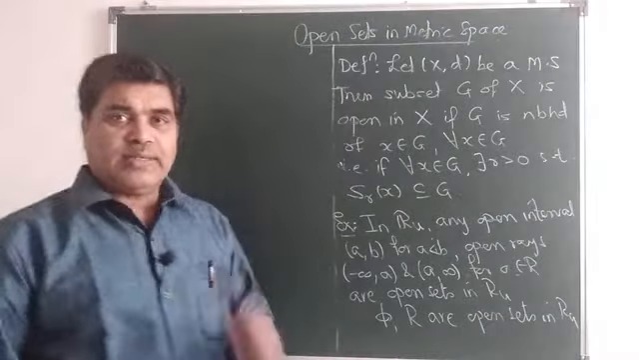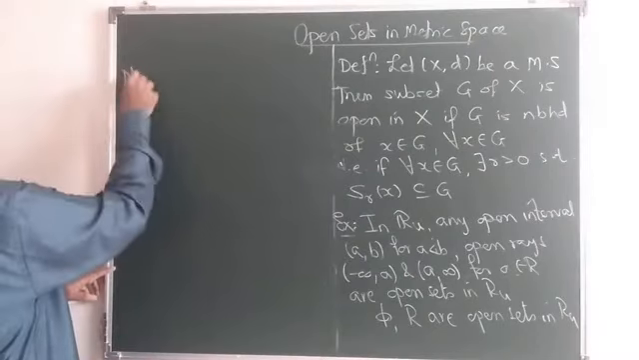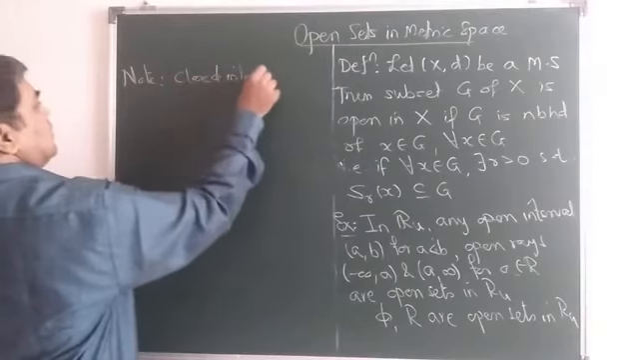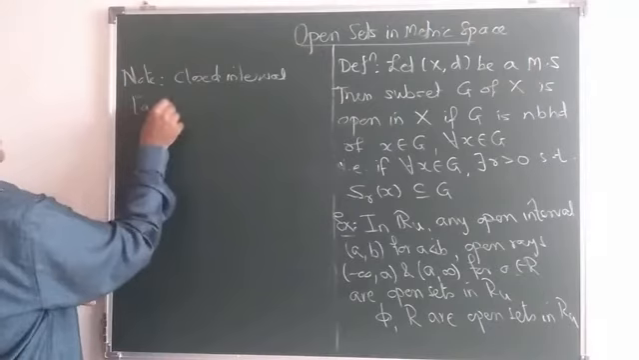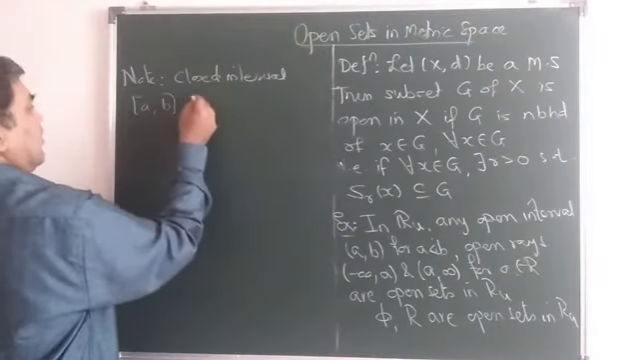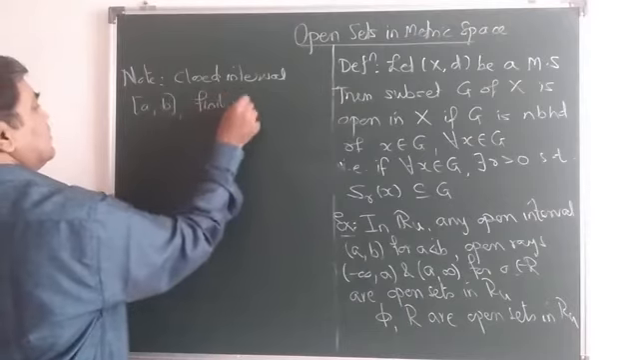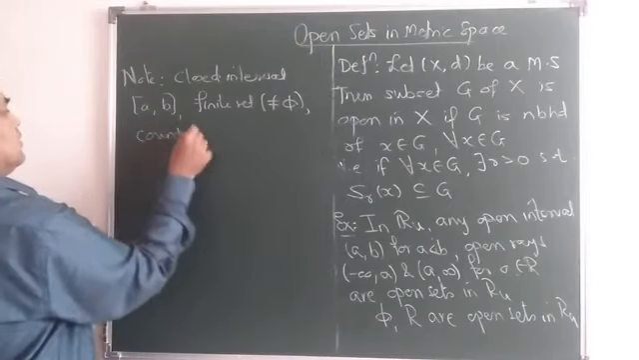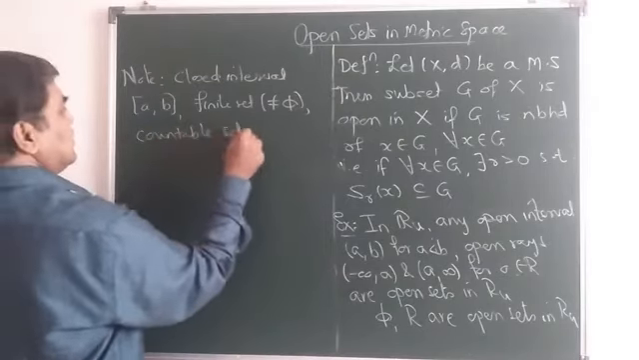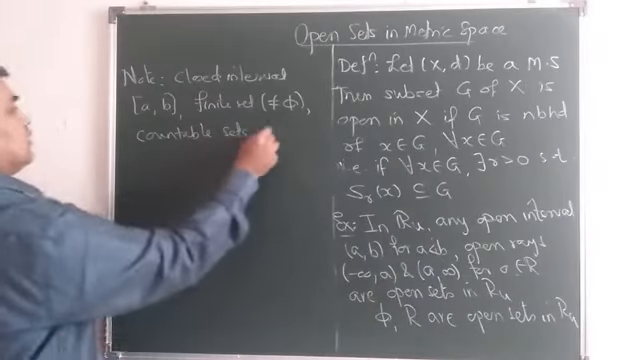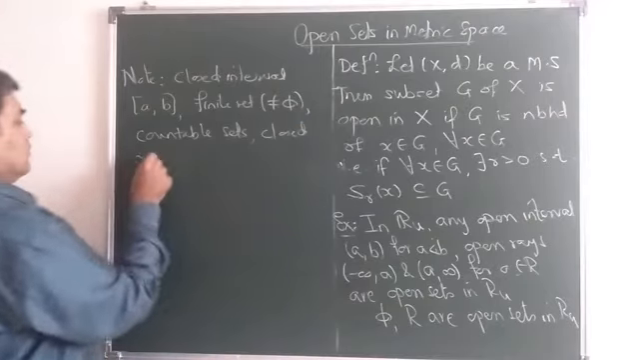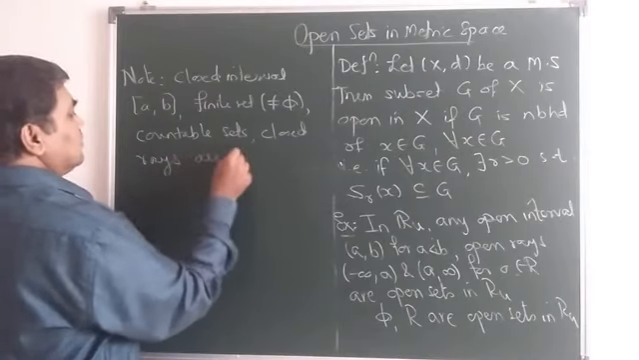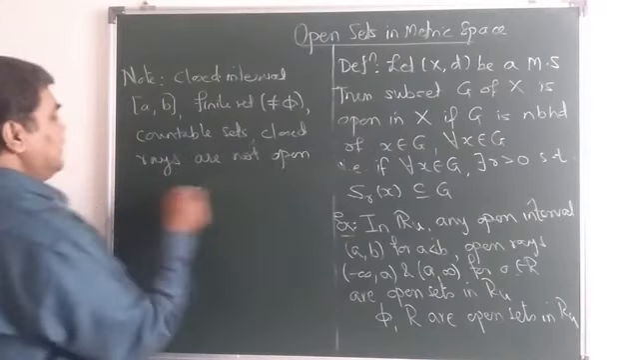Now if I take some closed interval AB, note: closed interval AB, finite set not equal to phi, countable sets, closed rays are not open in R with the usual metric.